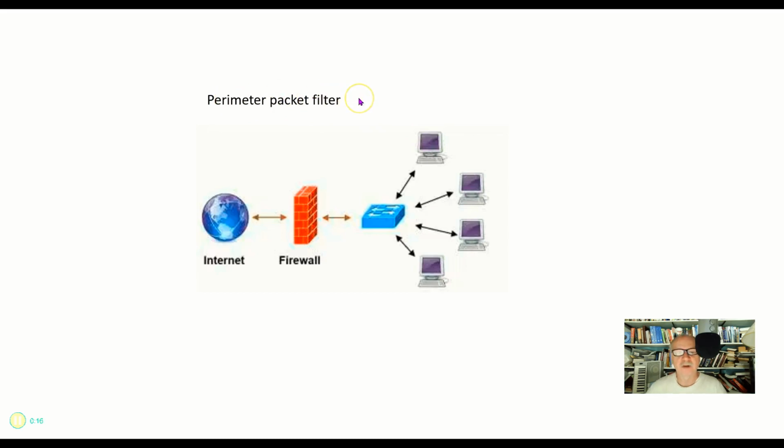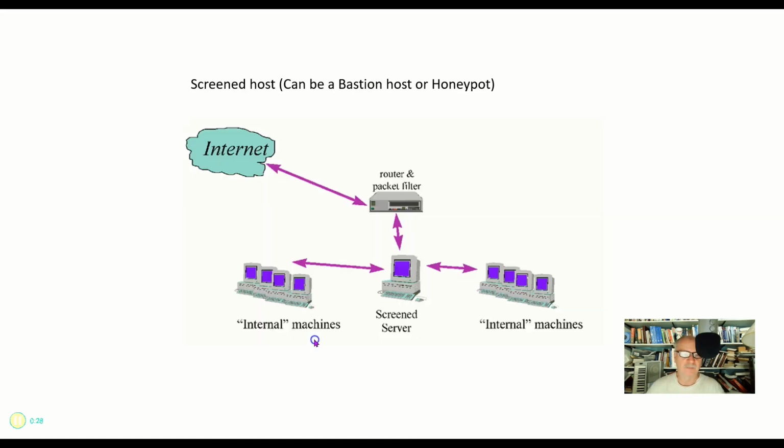First, the perimeter packet firewall. These are the very simple ones. I've got my network here, I've got the rest of the world here, and I simply put a firewall here. This is likely what you have at home with your wireless router, for example.